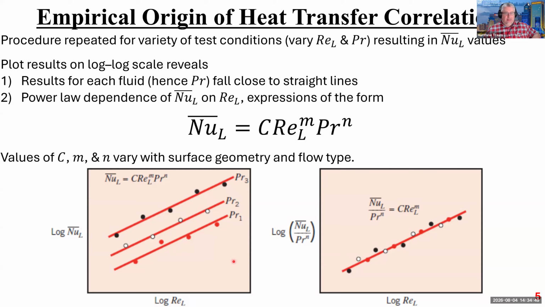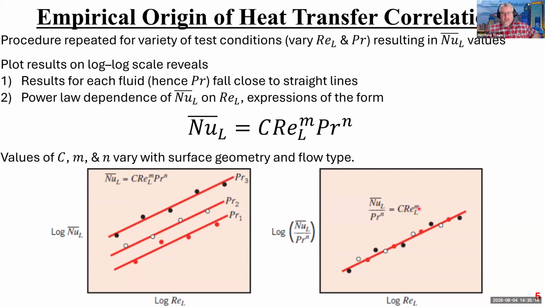If you wanted to go a step further and say, look, I want to collapse all three of these Prandtl numbers onto a single line, you could do this, right? Which is just taking the Prandtl number and dividing it by the Nusselt number and taking the log of that quotient. And these three separate Prandtl number lines will just collapse onto a single line. And that then gives you a relationship between the Nusselt-Prandtl quotient and the Reynolds number.